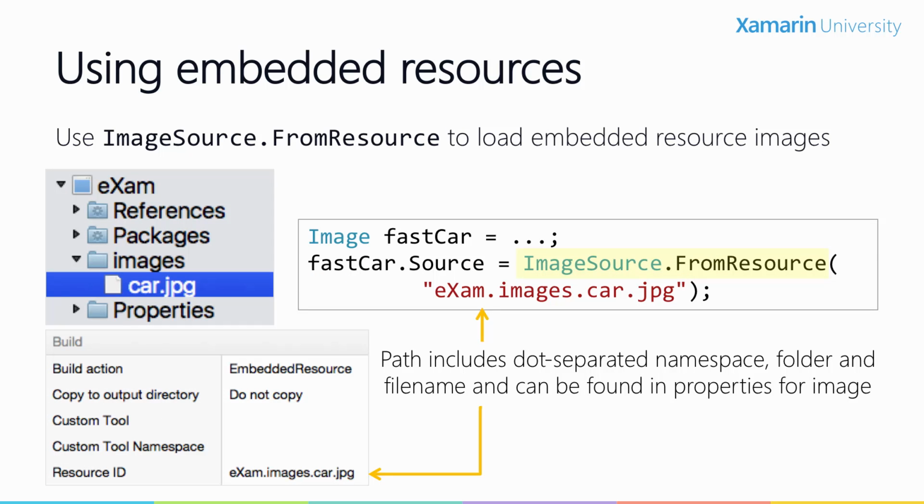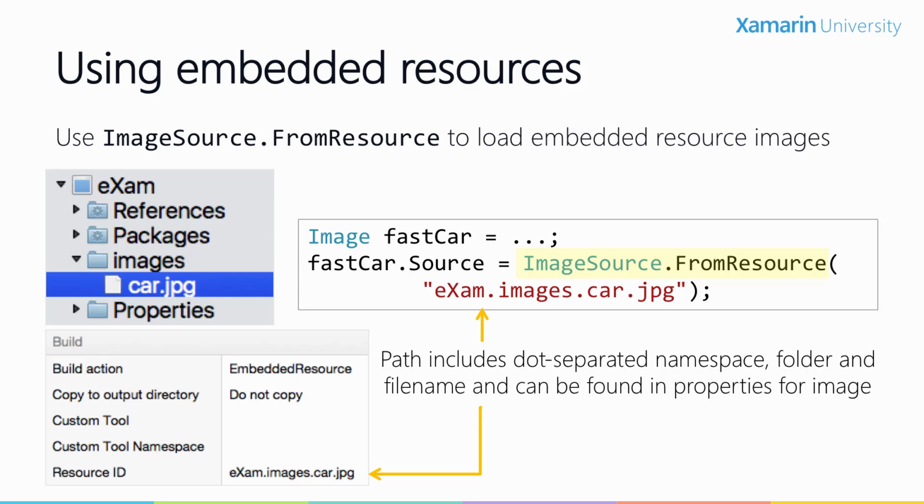Still, let's have a look at how to use embedded resources. You will typically add a subfolder into your PCL. Here we call it images, and in there we drop our image. Here it's car.jpg. And in the properties, we want to specify that the build action for this image is an embedded resource. In order to load this image then, we have to specify the full resource ID.